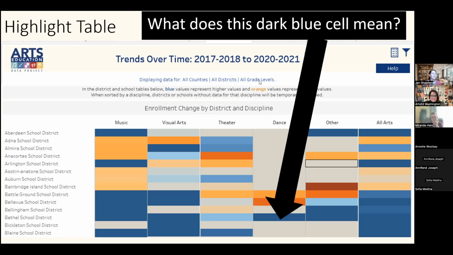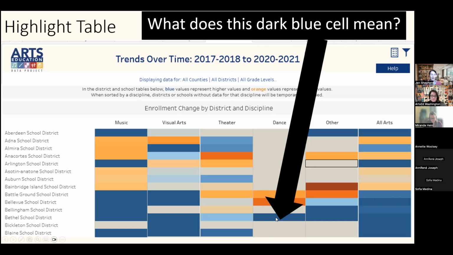Yes, look at that. So in the text, you see that blue is a higher value and orange is lower. So you absorb that. And we see here that we're looking at the enrollment change, and we're looking at dance. So perfect. Yes, the Bethel district had an increase in their dance participation between these years, whereas the other districts shown here did not. In fact, some of them had a decrease.